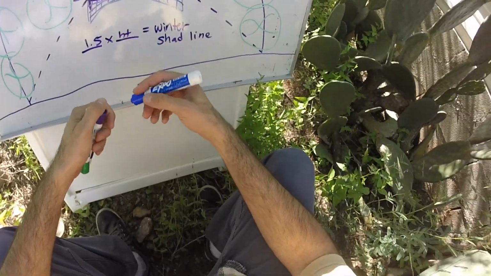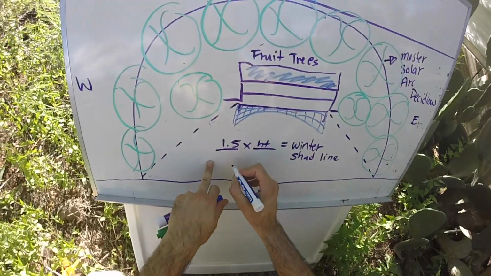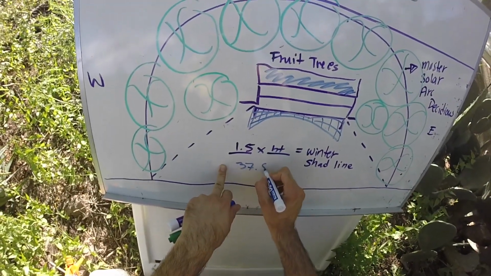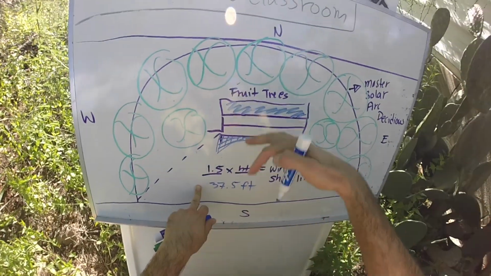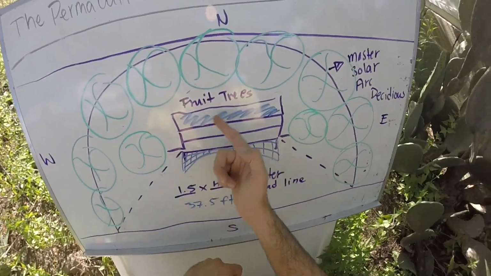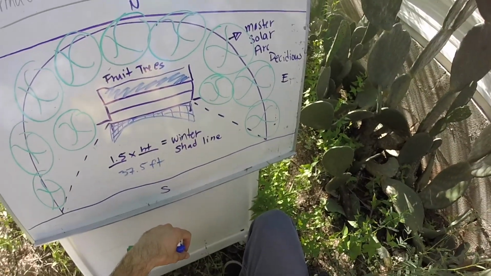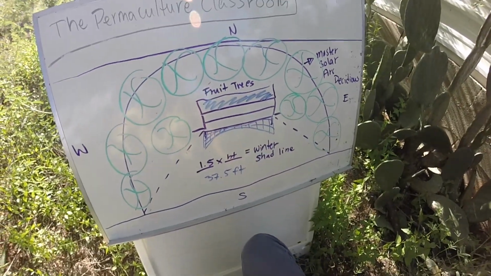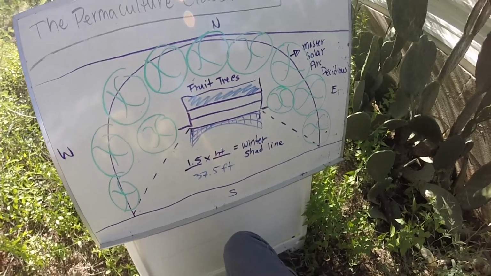So let's say that we have a structure that's 25 feet tall. We're going to plug it into the equation, and that's going to give us 37.5 feet that the shadow is going to be cast to the north. And that's going to be my winter shade line where I can put my fruit trees. And that's how you do it.